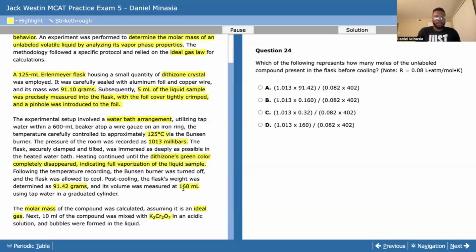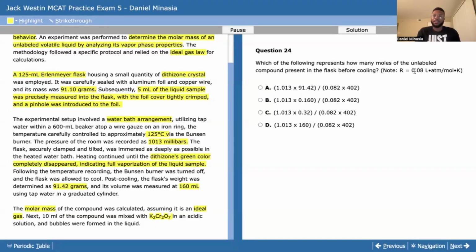We found out the volume. It was measured to be 160 milliliters. Okay, I see 160 here. Do I go ahead and pick this right away? No, because it's in milliliters. They're trying to trick me. They're literally trying to trick me.